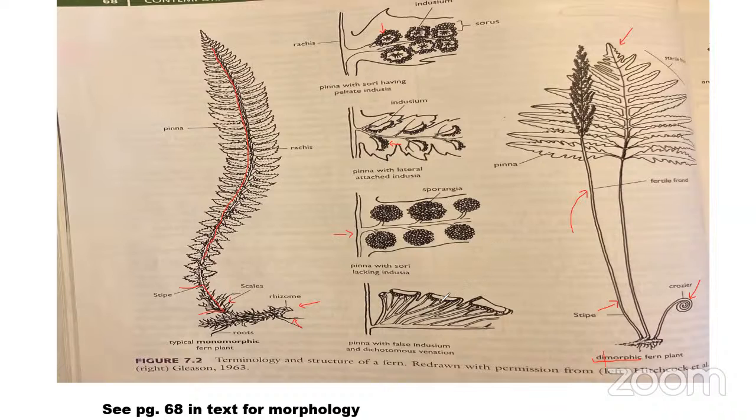And then our final option is something called a false indusium. So in this case, we are protecting those spores. We are protecting the sporangia, but instead of creating a new growth, instead of creating a scale, we just have the edge of the leaf folding over. So this is the folded over edge of one of our leaves.